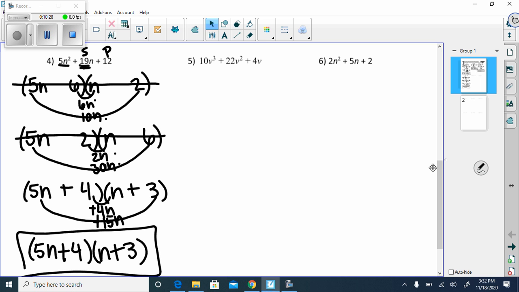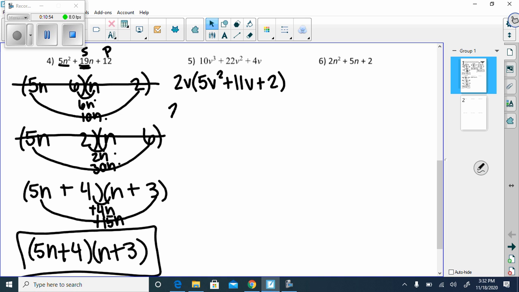Okay, number 5. Again, I'm looking for a GCF. All of these numbers are even, so I'll be able to pull out a 2. And they also all have a v in common. So I'm going to be able to factor out a 2v as my GCF, which is going to leave me with 5v squared plus 11v plus 2.